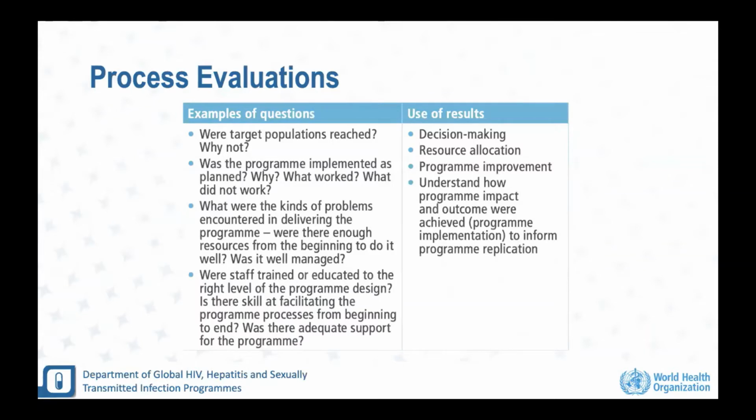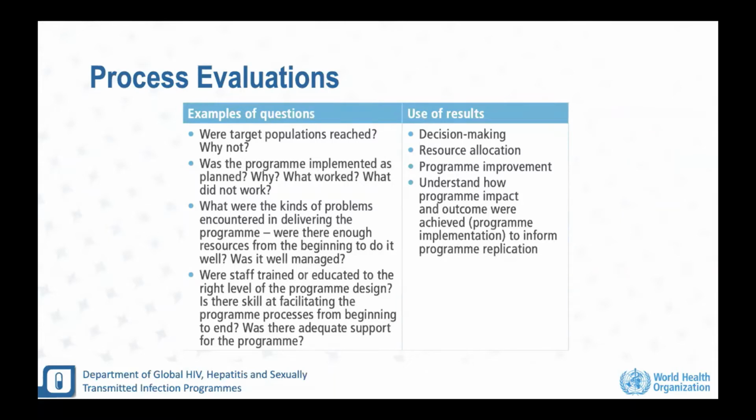And when we look at evaluations, there are two types of evaluations we look at. We'll hear more about this in the next presentation as well. But in the WHO framework, we also talk about process evaluations, where you evaluate how the process was going. So for example, you can look at were the target populations reached? Was the program implemented as planned? What were the kinds of problems that were encountered in delivering the program?